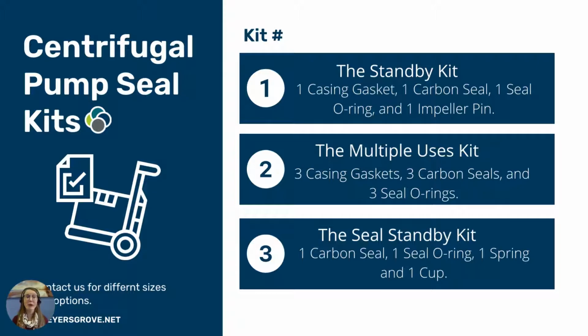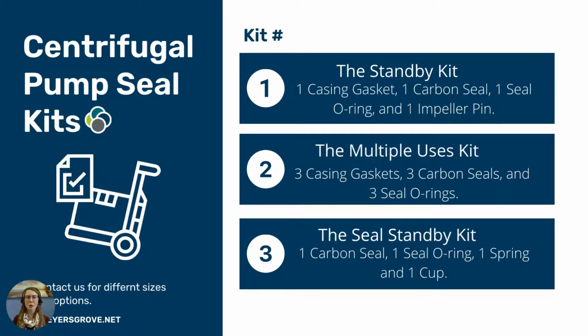Now, these are some of the centrifugal pump seal kits that we actually have in stock here at Eyers Grove Management Group. So we have 3 kit numbers, and I'll quickly go over what's inside of these. These are our most popular kits. The first, kit number 1, it's going to be your standby kit. It's going to include 1 casing gasket, 1 carbon seal, 1 seal O-ring, and 1 impeller pin.